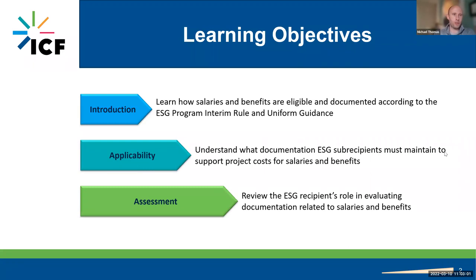These are our learning objectives. So today we want to talk about how salaries and benefits are eligible. So what makes them eligible, and then how are they documented according to both the ESG program interim rule and the uniform guidance, which we'll talk about what that is. That's basically 2 CFR 200. And then we're going to talk about understanding what documentation ESG subrecipients must maintain to support project costs for salaries and benefits. And then we'll review the ESG recipients, so HCD's role in evaluating documentation related to benefits. So what should you be looking at? When should you be looking at it, et cetera?